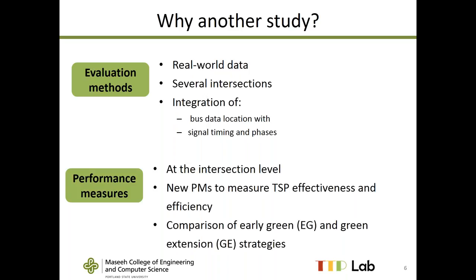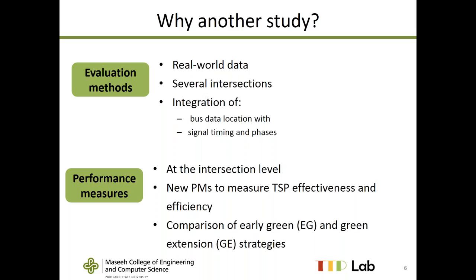In terms of performance measures, we had to develop some new ones just to focus on the intersection level, to really look at effectiveness and efficiency. I'm going to talk later about what we mean by effectiveness and efficiency. The other thing that we did that was unique at the time was to compare early green and green extension. They have been compared in simulation or analytical studies, but they have not been compared utilizing real world data.